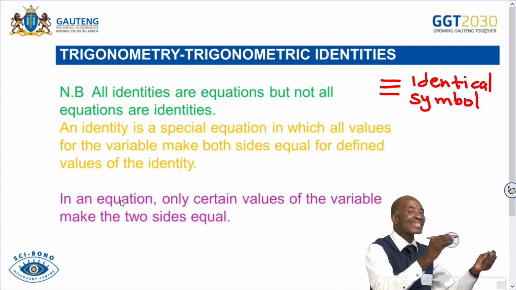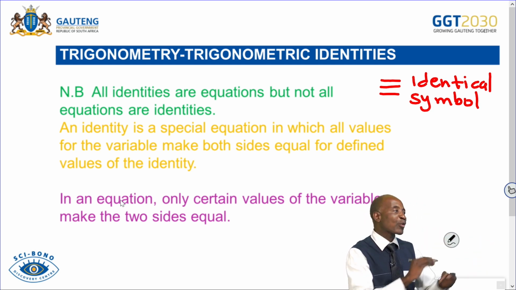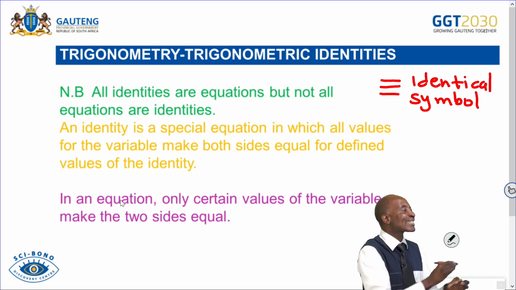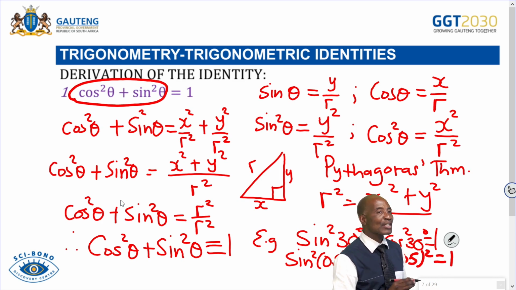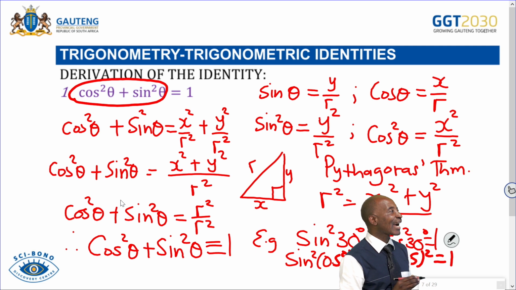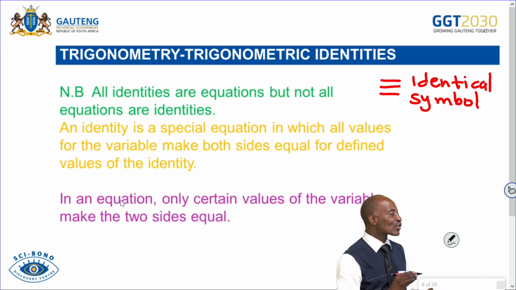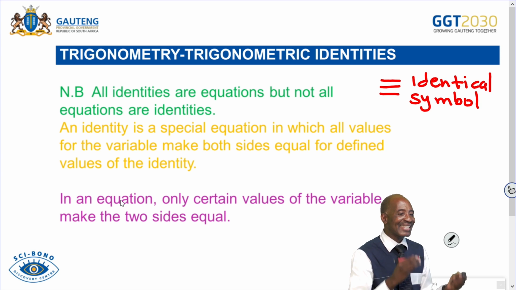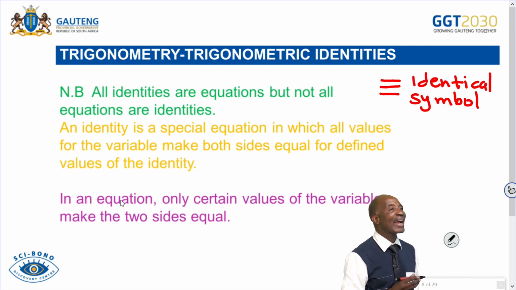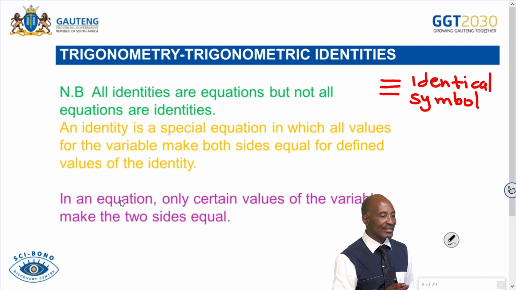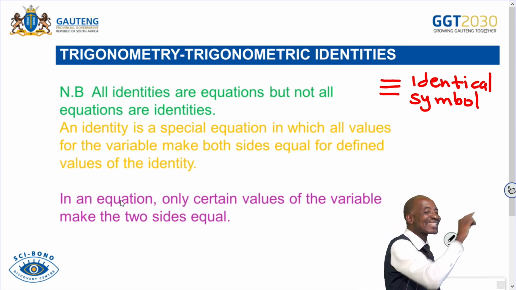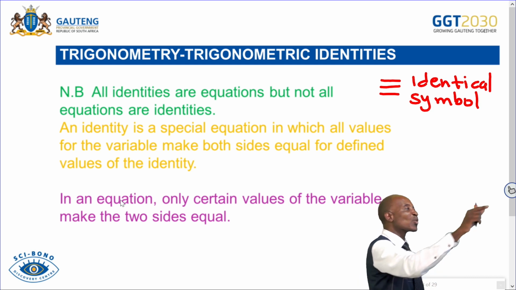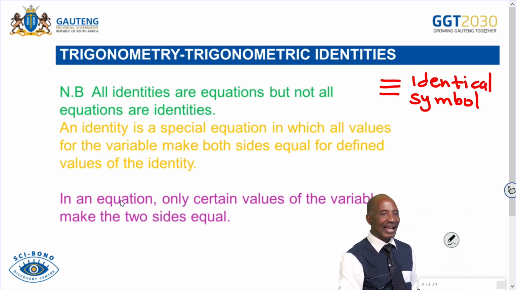We also have identities in algebra, but for today, we're focusing on identities in trigonometry. So the identity that we have so far derived, cos squared theta plus sine squared theta is identical to 1, is called a square identity. We'll explain why we call it a square identity. But what we are emphasizing here is that all identities are equations, but not all equations are identities.